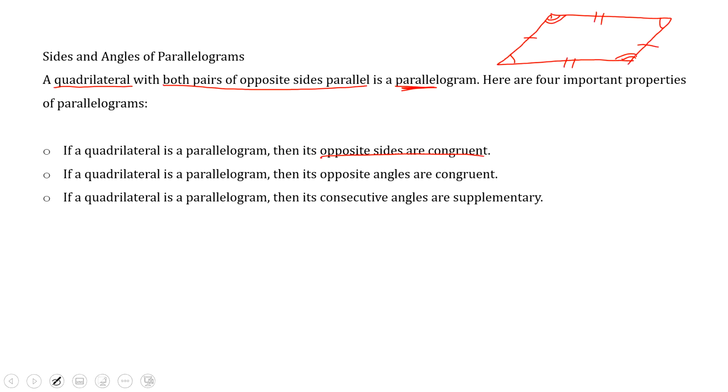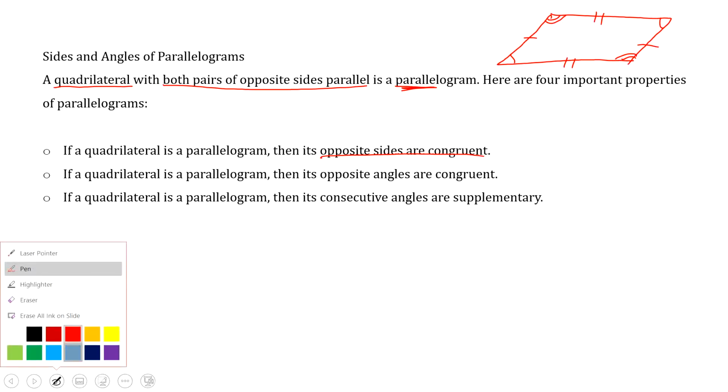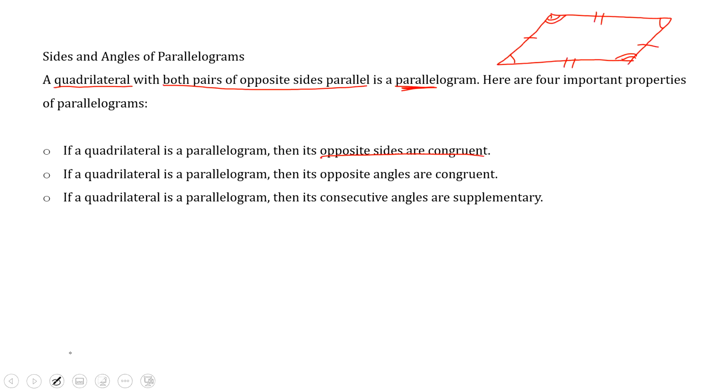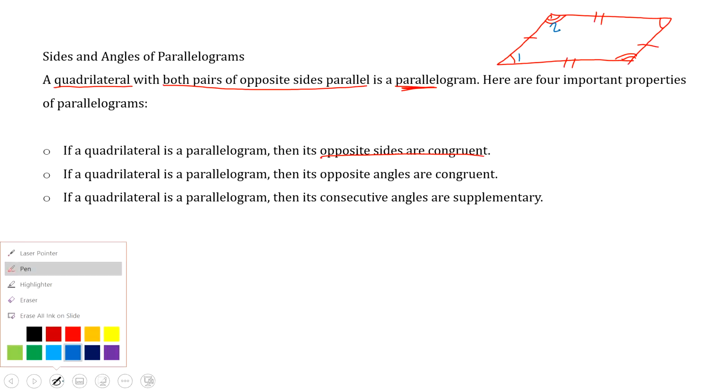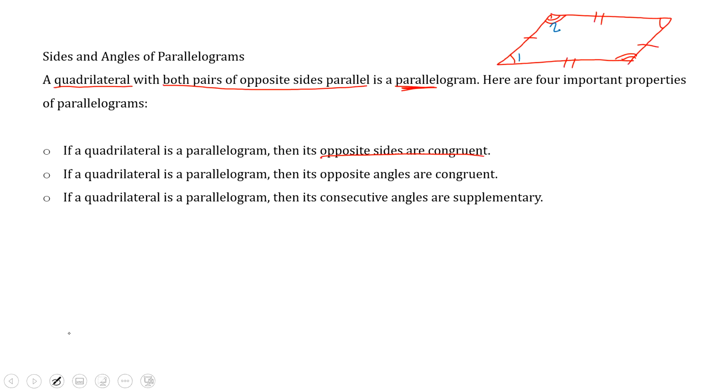Also, if it's a parallelogram, then the consecutive angles are supplementary. Remember what consecutive angles are. Consecutive angles would be 1, then 2. Those are consecutive, so those are supplementary. And the last important thing you need to know: if it has 1 right angle, it's all right angles.